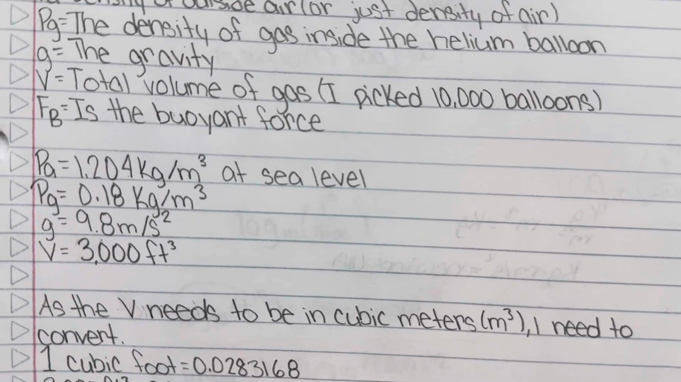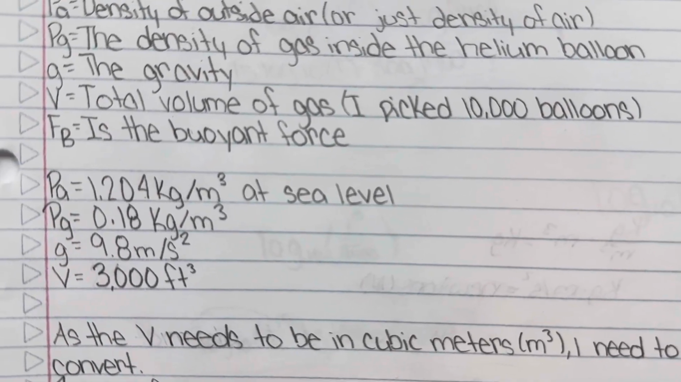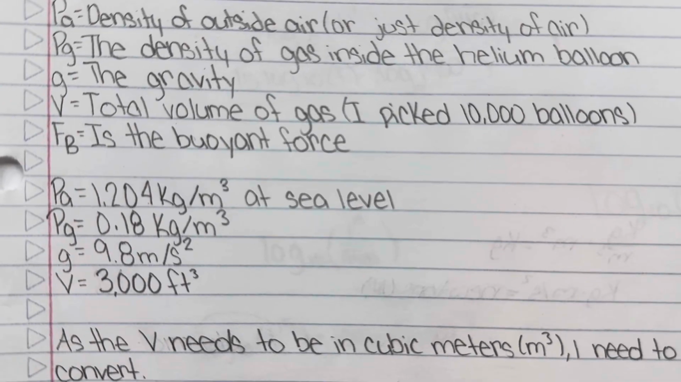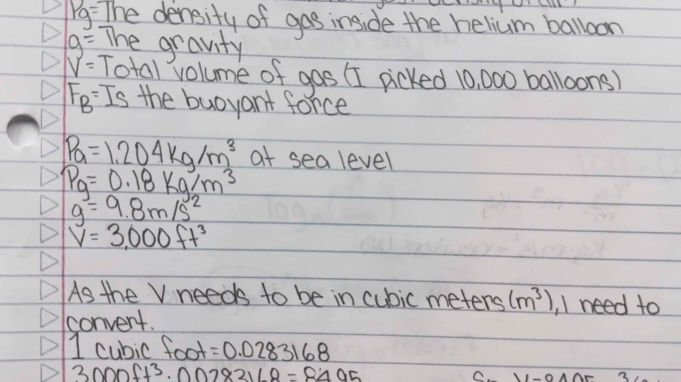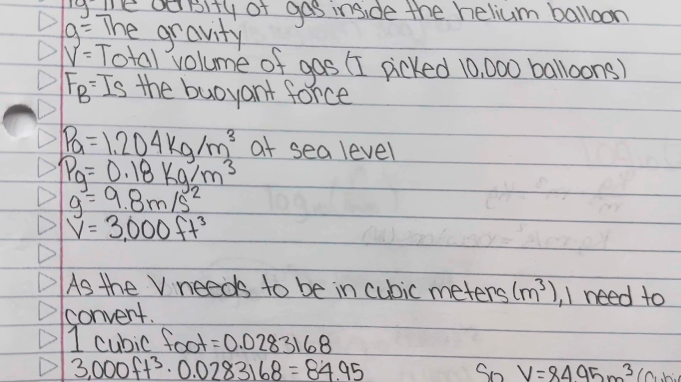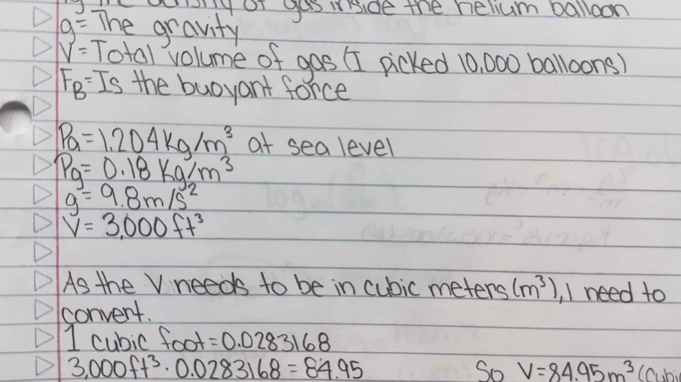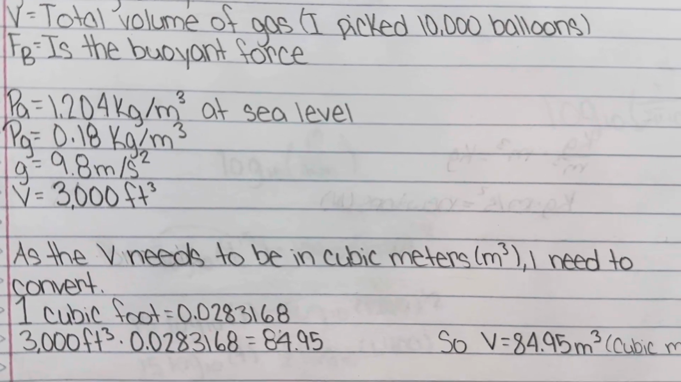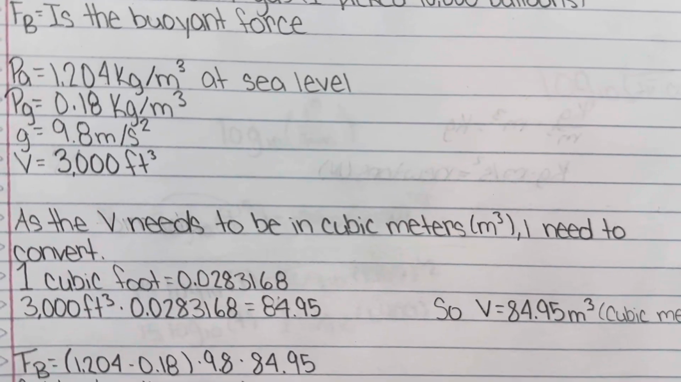So PA is 1.204 kilograms per cubic meter at sea level. PG is 0.18 kilograms per cubic meter. G is 9.8 meters per second squared, and V is 3,000 cubic feet. But as V needs to be in cubic meters, I need to convert it.